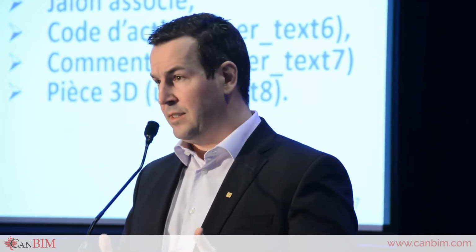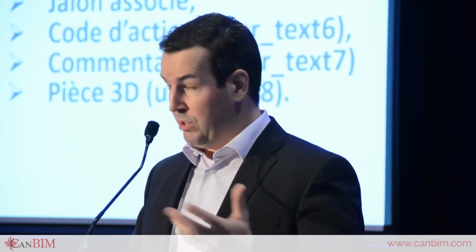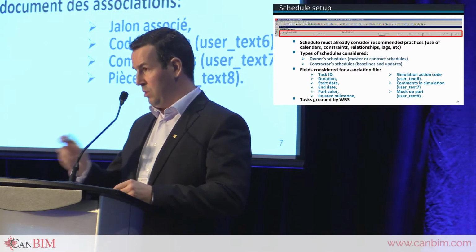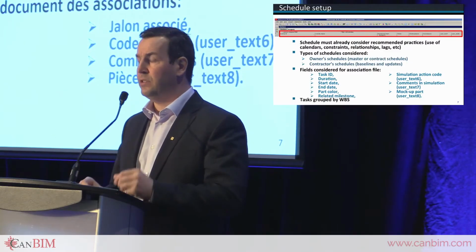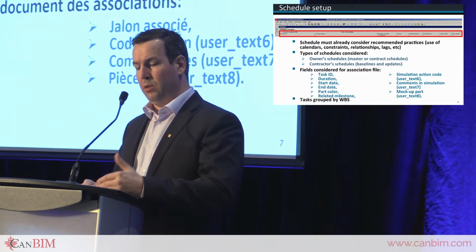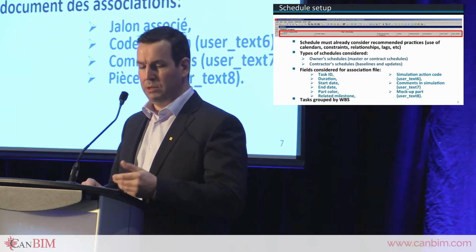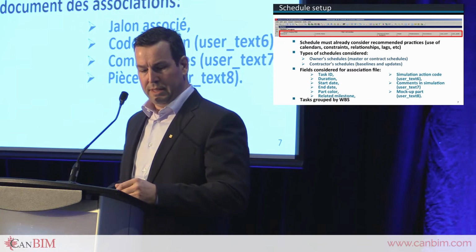For the fields to be considered for our associations, we'll look at the tasks, the length it takes, the start date, end date, and color choices. We can also add in intermediary milestones for every task. And we can create a certain number of fields defined by the users to illustrate action ratings, comments, and 3D parts, etc. All of this is put together with WBS.